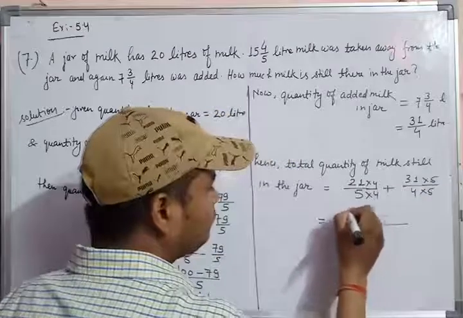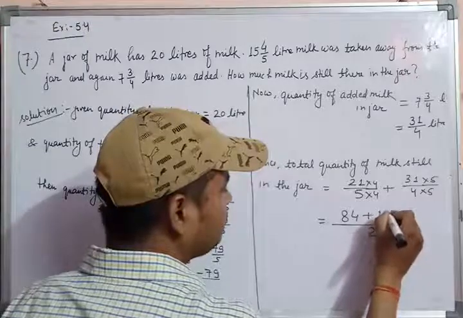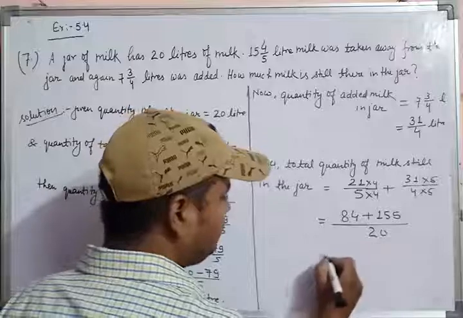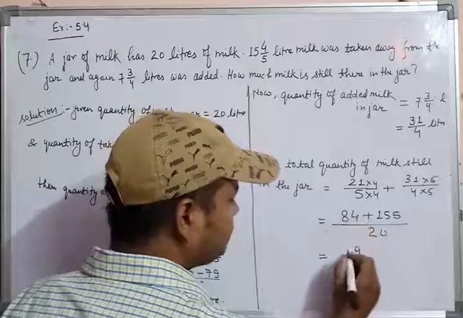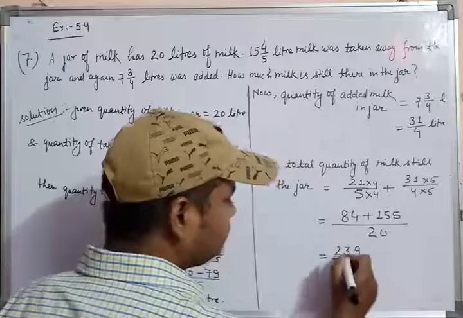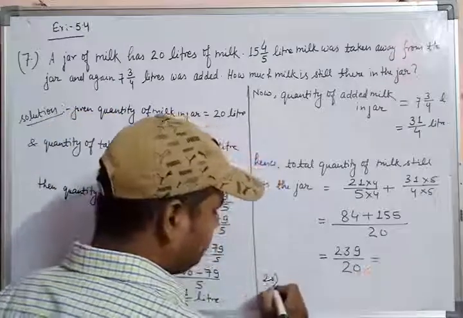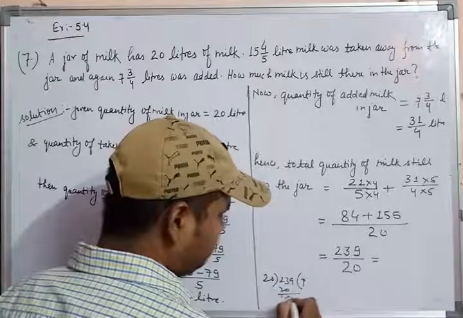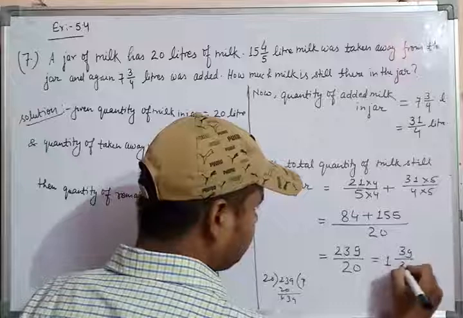So 4 1 is 4, 4 2 is 8 and 5 is 5, 5 3 is 15, 5 4 is 20, 4 5 is 20. So we can write 5 4 9 and then 5 8 13, 1 carry 1 1 2. Student, this is the example of improper fraction. So we have to divide 239 by 20. So we can write 21 by 20. That is 1, right, 39/20 liter.